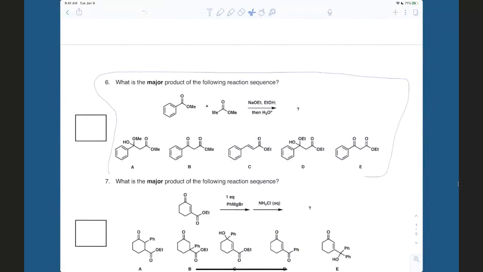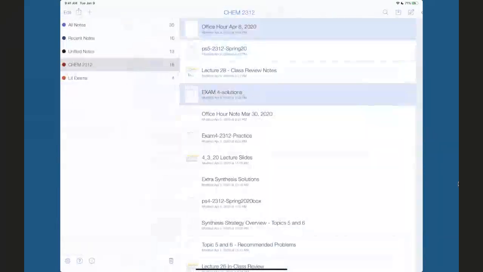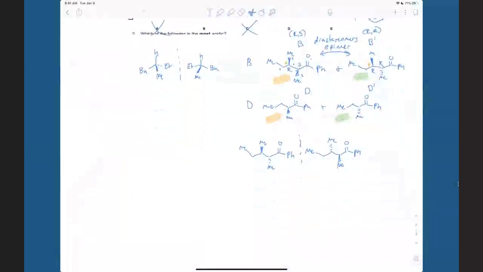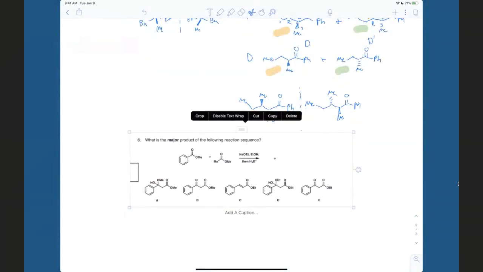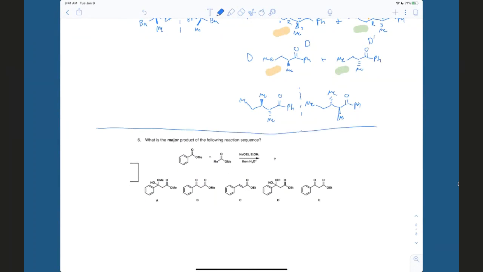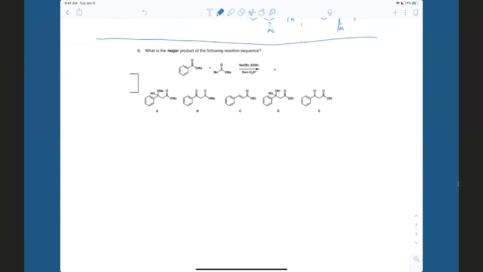So I think this comes up in lecture 29. But a lot of these types of reactions have a lot of similarities. So even if you haven't seen lecture 29, you might be able to get pretty close to these problems. So we have a few different things in here. We have sodium ethoxide and ethanol. And then we have a non-enolizable methyl ester, and we have an enolizable methyl ester.